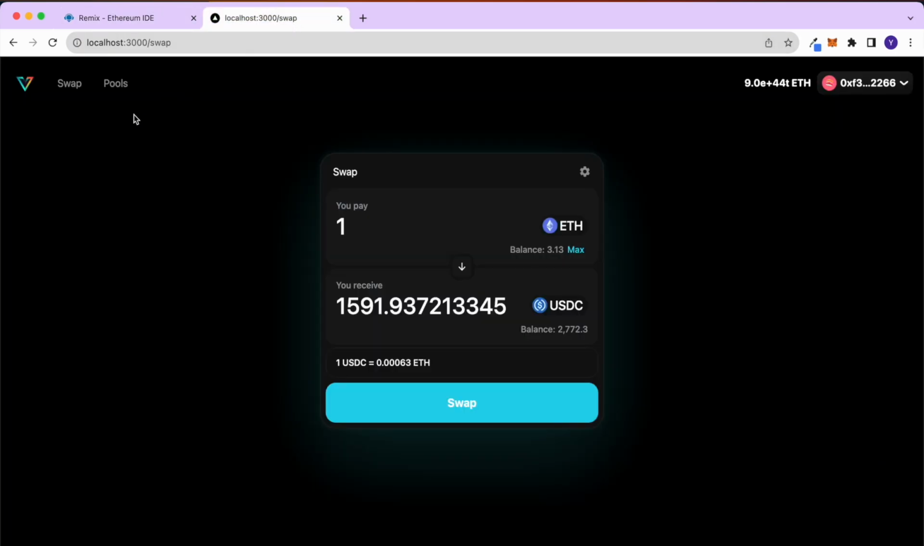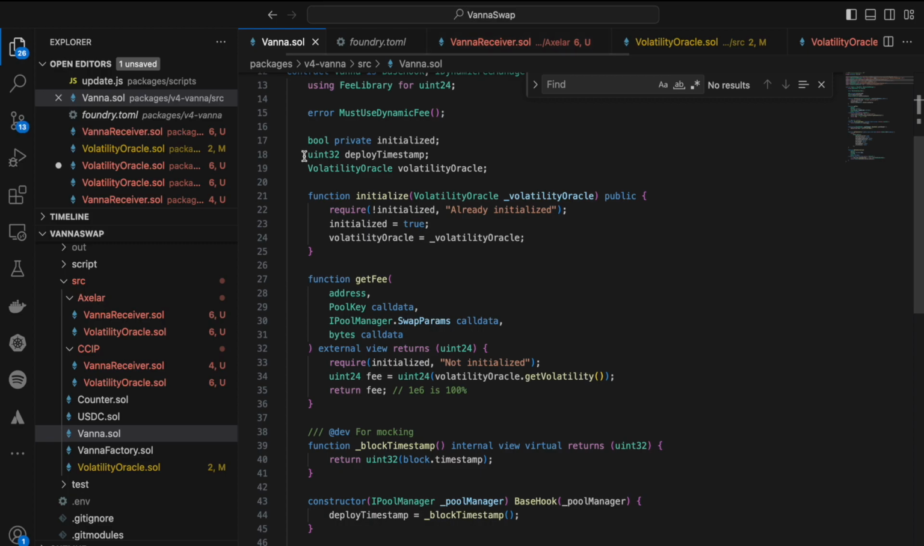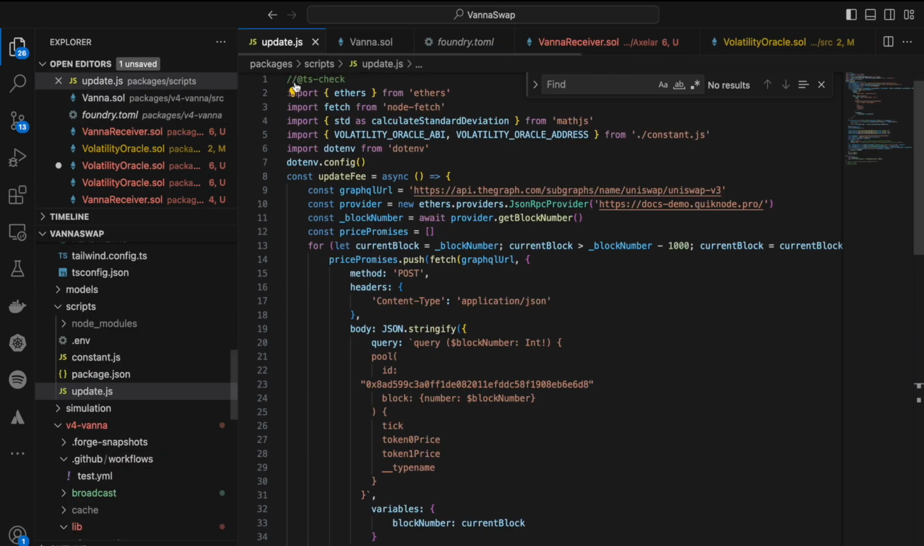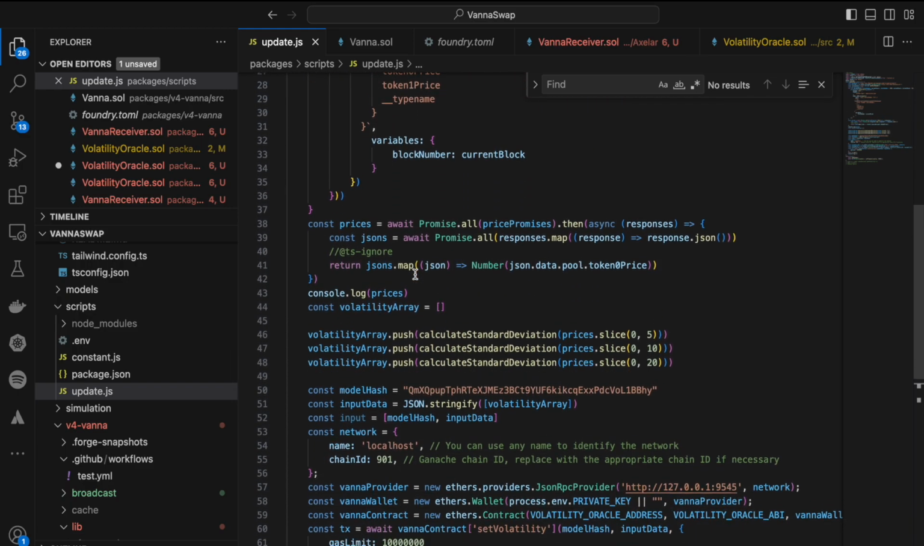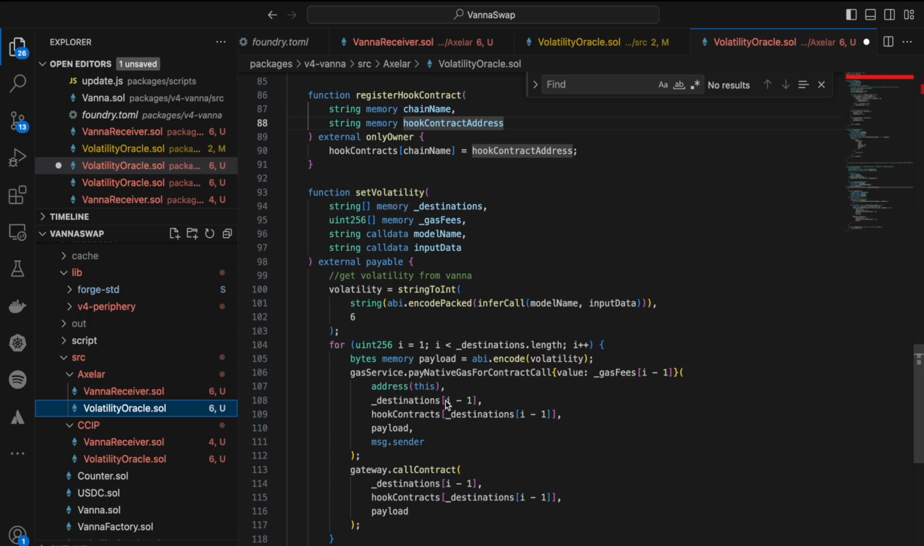If you click pool, you can actually see there is an LP pool created by us, and it shows the recent volatility as well as the fee from our volatility oracle and the last update time. We have also created a script that can automatically update the volatility, so you can always have the most up-to-date transaction fee.